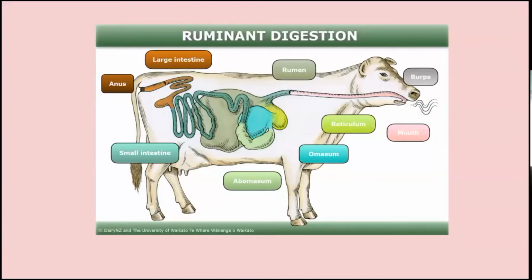Now, here we see the anatomy of a cow or ruminant. It's probably similar to other animals such as goats, sheep, camels. And I'm going to play a movie for you on it. But here we see the burps. And here we see the large intestine. We have the rumen here. You have a reticulum. You have an omasum, abomasum, and small intestine. So these are the main parts of the cow's digestive system.